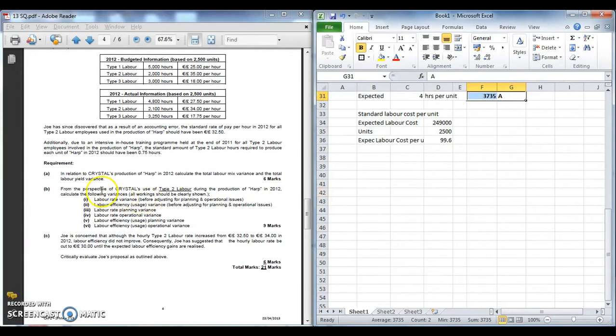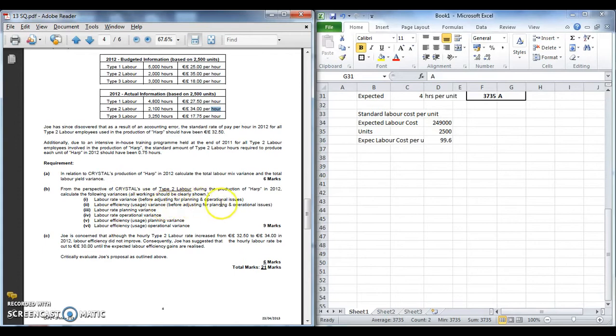We're now looking at part B. From the perspective of Crystal's use of type 2 labour only. So we're only looking at type 2 here, so the middle one in each box. For 2012, calculate the following 6 variances: the labour rate variance, labour efficiency variance, before adjusting for planning and operating, then labour rate planning, labour rate operational, labour efficiency planning, and labour efficiency operational.